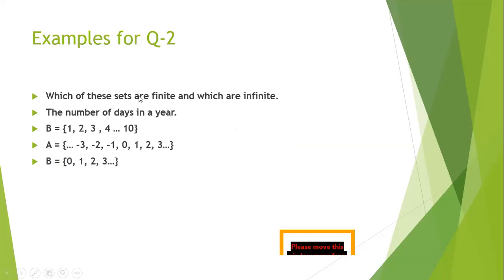Next is: which of these sets are finite and which are infinite? Finite sets are sets having a limit, and infinite sets are sets which don't have a limit. They are limitless. So the number of days in a year is a finite set. As we know, there are 365 days in a year. Here we have the set B, 1, 2, 3.